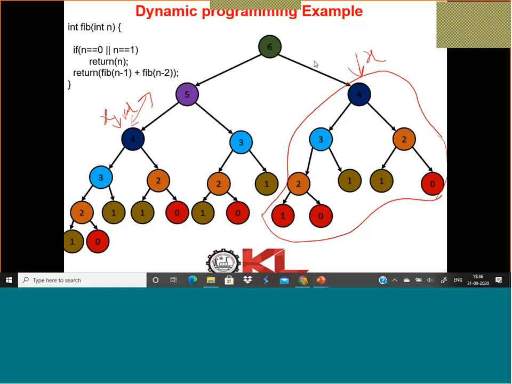So this is the difference between a divide and conquer model and a dynamic model. In both cases, the problems are divided into subproblems, but here in dynamic programming, all these subproblems, or most of the subproblems, are overlapping with each other. Whereas in the divide and conquer model, all the subproblems are disjoint. Disjoint means there is no overlapping. So that is the difference.